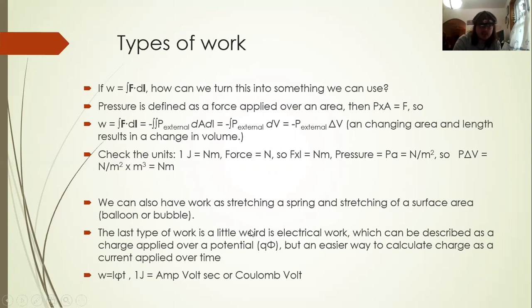Now, the last type is a little weird. We'll get to it much later. We won't worry about it right now, but it's electrical work, which can be described as a charge applied over a potential. So charge Q times potential phi, where an easier way to calculate charge is a current applied over time, or current times the voltage times the time, or amp volt seconds, or coulombs volts, gives you a joule.